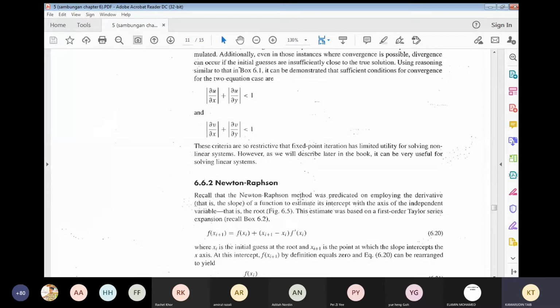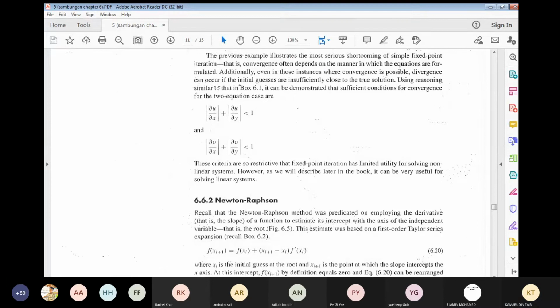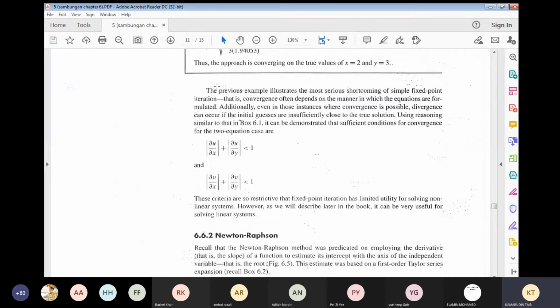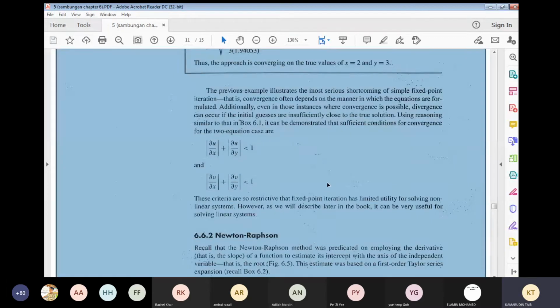We can also check whether the equation will converge or not by testing on these two criteria, which is a sufficient condition for convergence. I mean, if it fulfills these two requirements, then the equation will converge.